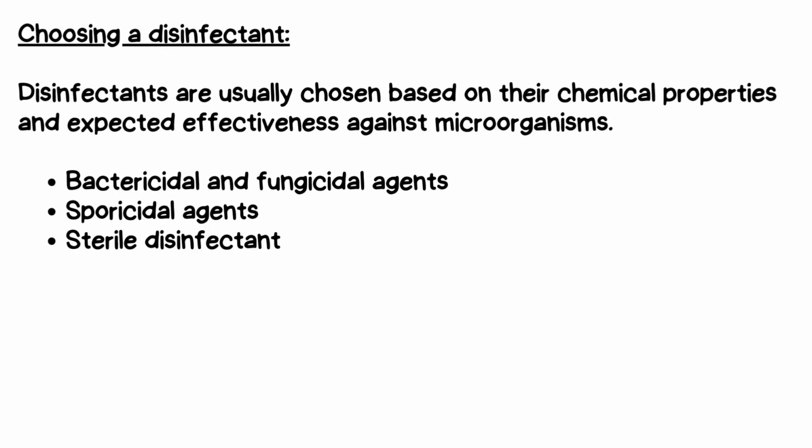Choosing a disinfectant. Disinfectants are usually chosen based on their chemical properties and expected effectiveness against microorganisms: bactericidal and fungicidal agents, sporicidal agents, sterile disinfectant.